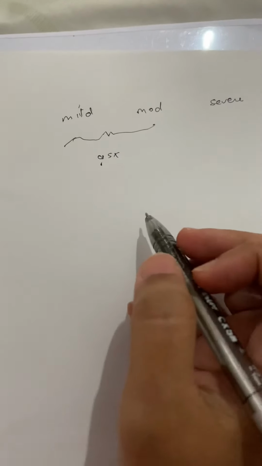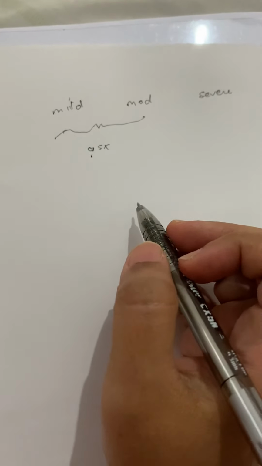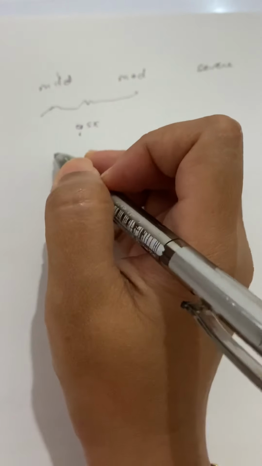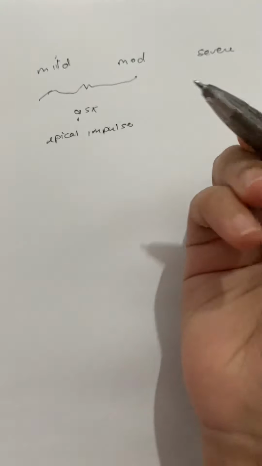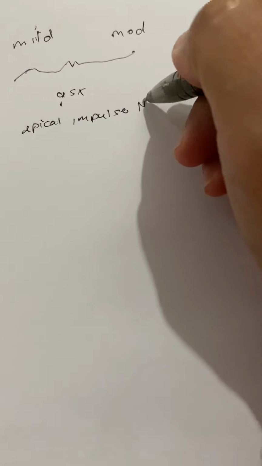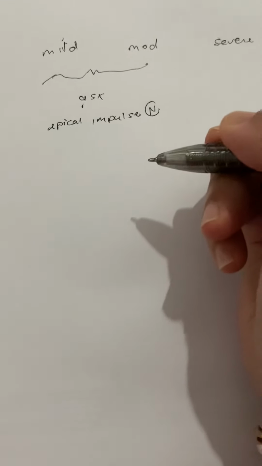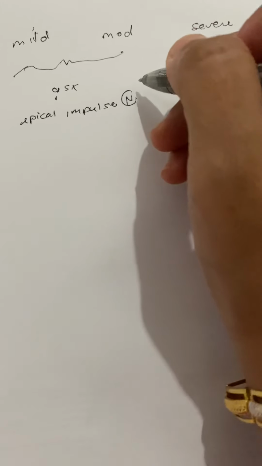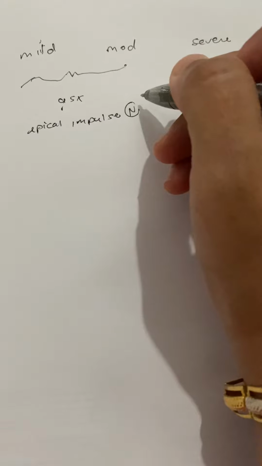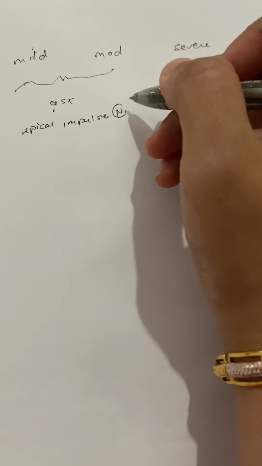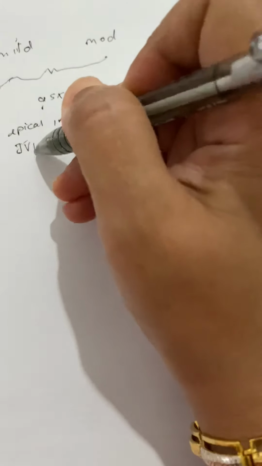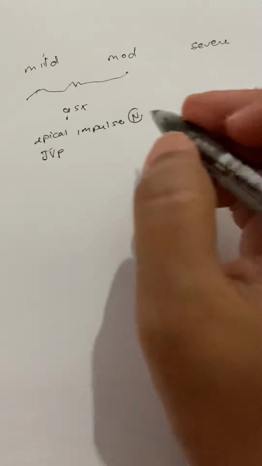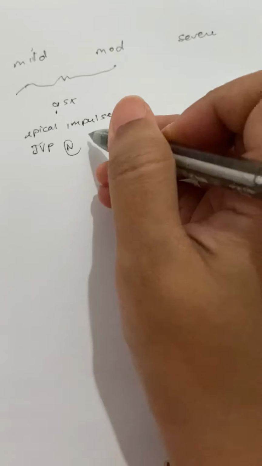Asymptomatic, and the heart size will not be so enlarged, so the apical impulse is normal. And in moderate pulmonary stenosis, the apical impulse will be normal, and the JVP will not be raised in the mild pulmonary stenosis.